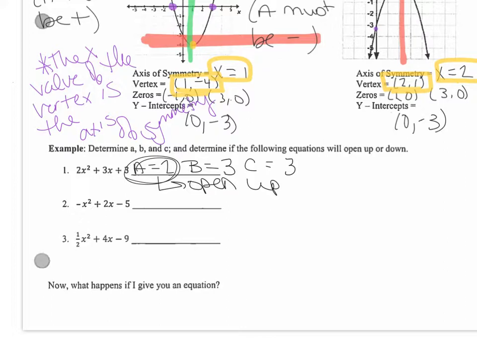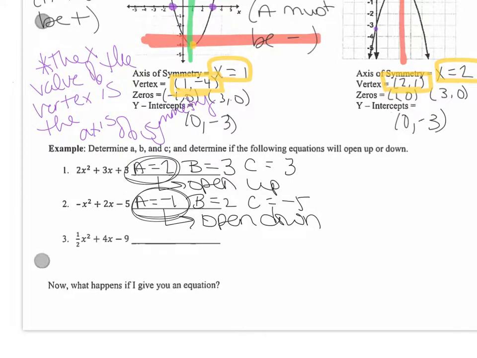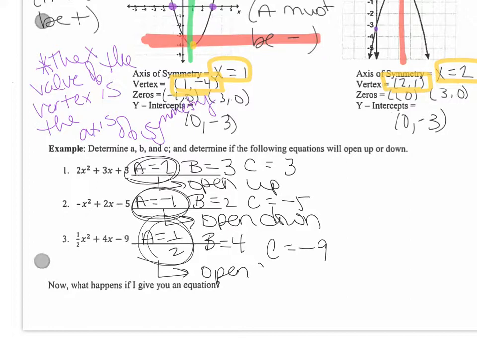All right, how about number 2? A equals negative 1, B equals 2, C equals negative 5. Is this going to open up or open down? It's going to open down because A is negative. Last one, pause this video, try this on your own, and then unpause it. A equals 1/2, B equals 4, C equals negative 9. This opens up because A is positive.